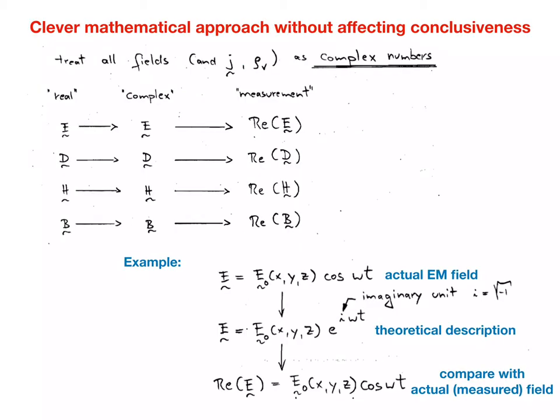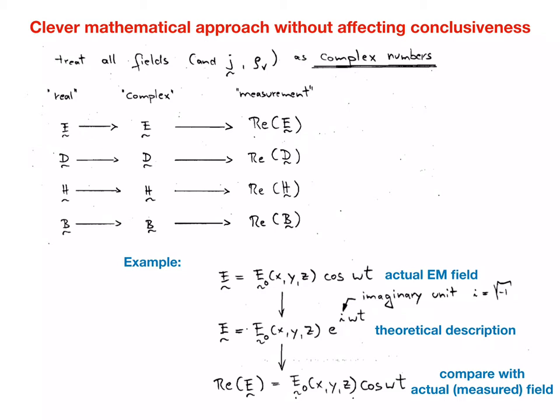In order to avoid the complicated algebra associated with the trigonometric functions sine and cosine, a clever mathematical approach is taken advantage of that does not affect conclusiveness. In this approach, all four vector fields and also the current density J and the charge density ρ are treated as complex numbers. Of course, the actual vector fields E, D, H and B are real numbers. Adding an imaginary part to this real number and treating the quantity as a complex number helps, however, with dealing with the time differentiation of those fields.